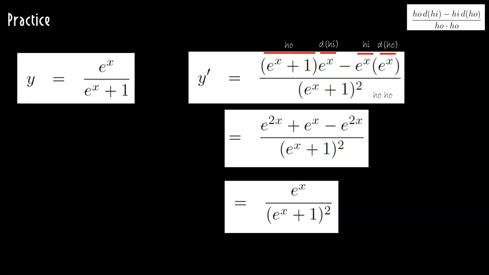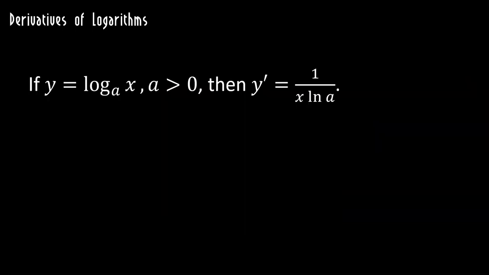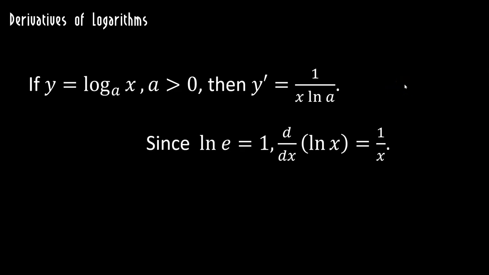Now that we've done exponentials, let's move on to logs. The derivative of log base a of x, as long as a is greater than 0, is 1 over x times natural log of a. That looks like a multiplication, but that's just the period at the end of the sentence. If a is equal to e, then you have natural log of x, and the derivative is just 1 over x. Now let's do an example.